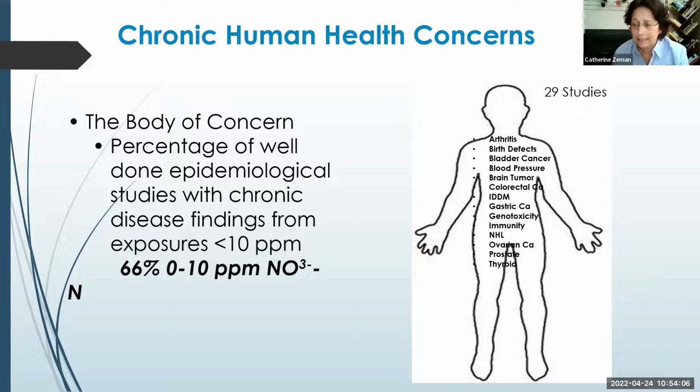There are epidemiological studies, not just correlational, but as well as retrospective and prospective cohort well-designed studies, with examples showing associations of blood pressure issues, brain tumors, colorectal cancer, insulin-dependent diabetes mellitus, gas immunity issues, non-Hodgkin's lymphoma, ovarian cancer, prostate and thyroid problems. And in fact, when I did a review recently of the chronic disease studies, I found that about 66% of them were finding these relationships at 0 to 10 parts per million nitrate nitrogen.